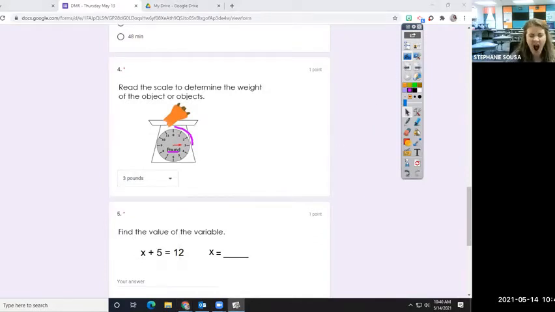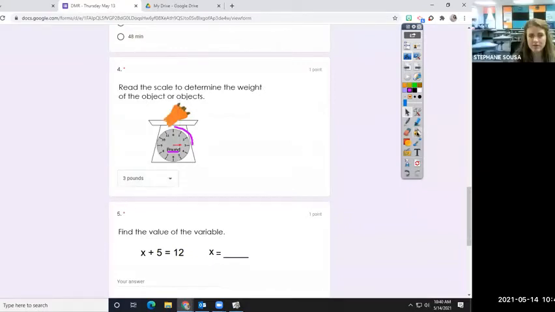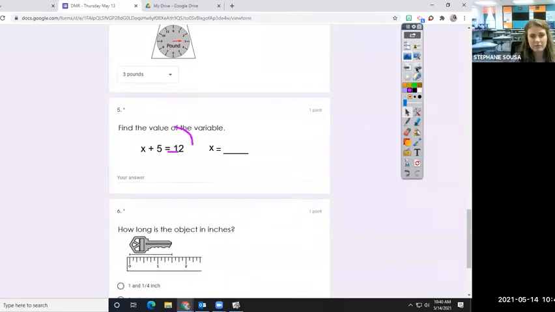Yes, Leah. You would know it's not 45 pounds because there's not 45 on there, and also you would know it's not the ounces because that says pounds, and you'll know it's not 30 because I don't think there's a 30 on there. There is not. You're correct. It only goes up to 11. Well done.